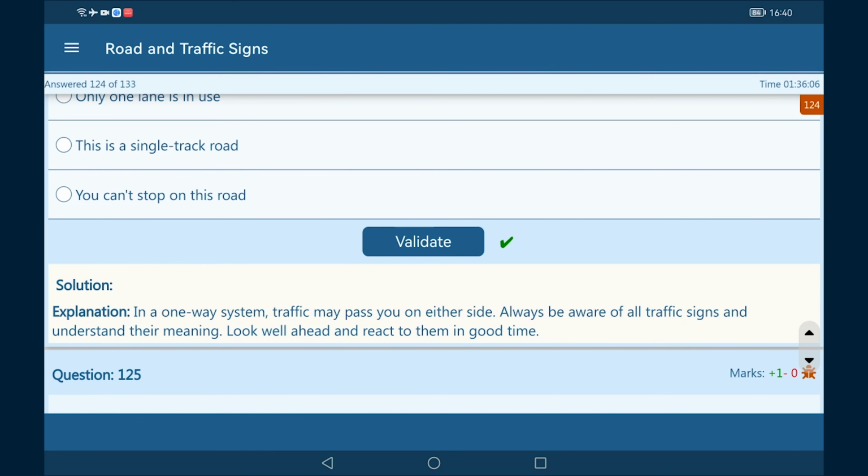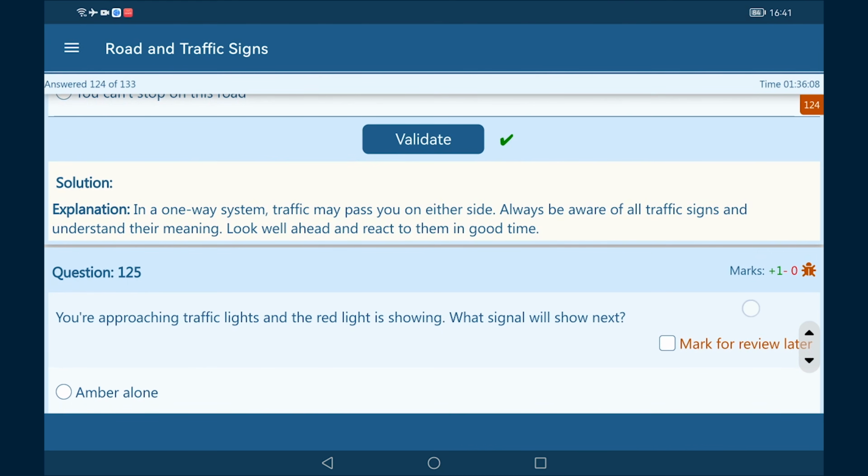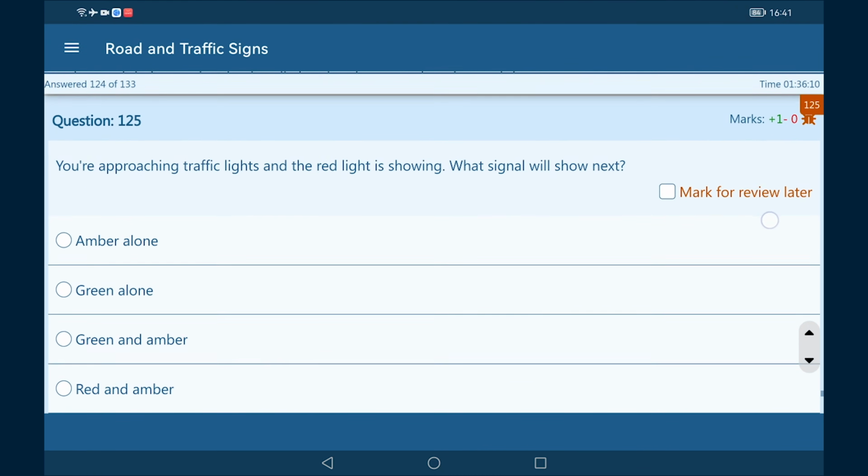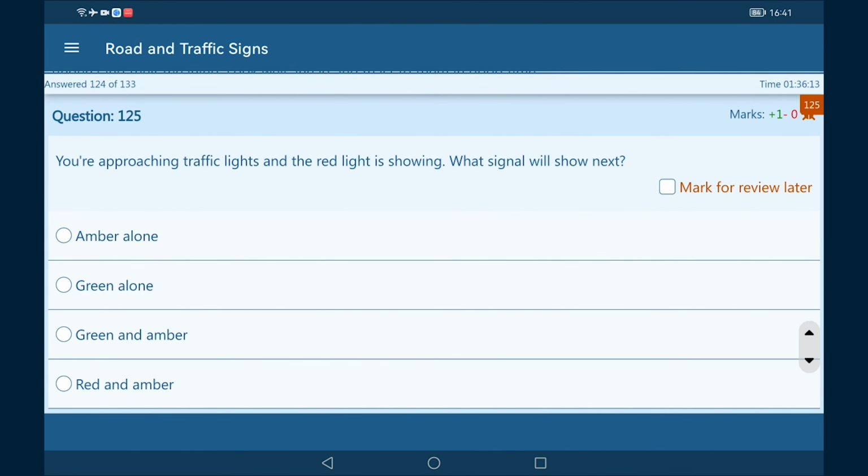Question 125. You're approaching traffic lights and the red light is showing. What signal will show next? Option 1. Amber alone. Option 2. Green alone. Option 3. Green and amber. Option 4. Red and amber. The correct answer is option 4, that is, red and amber.